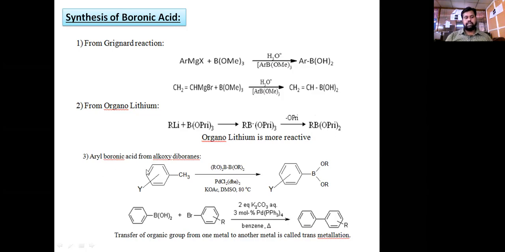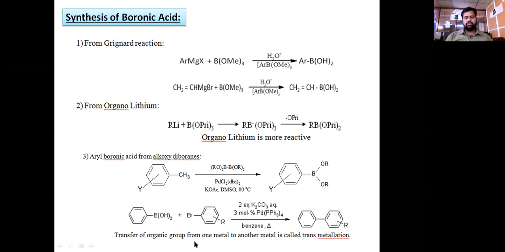And aryl boronic acids from alkoxy diboranes. Here also we can see the benzene toluene molecules with substituted Y. So here the methyl group is replaced with boronic acid groups. These are also used, the boronic acid with substituted bromine, any alkyl metal groups.